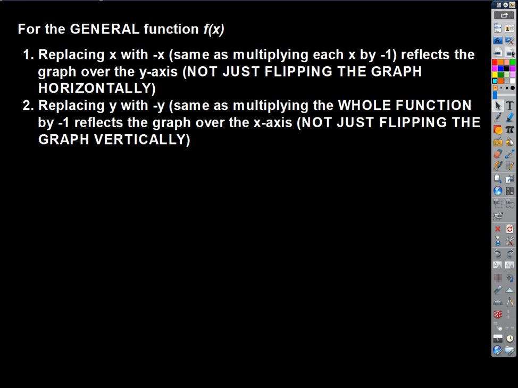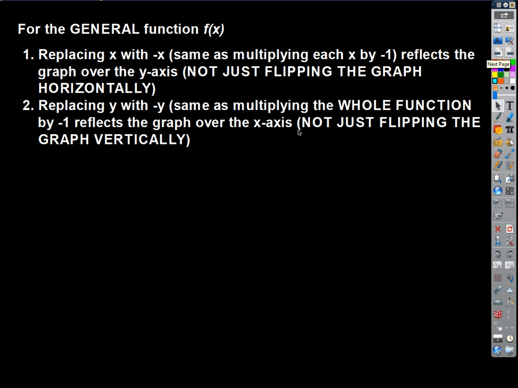So here's our summary, right? Replacing x with -x, same as multiplying each x by -1, reflects the graph over the y-axis, not just flipping it horizontally. It reflects it all the way over the y-axis. Replacing y with -y, same as multiplying the whole function by -1, reflects the graph all the way over the x-axis, not just a vertical flip, right?